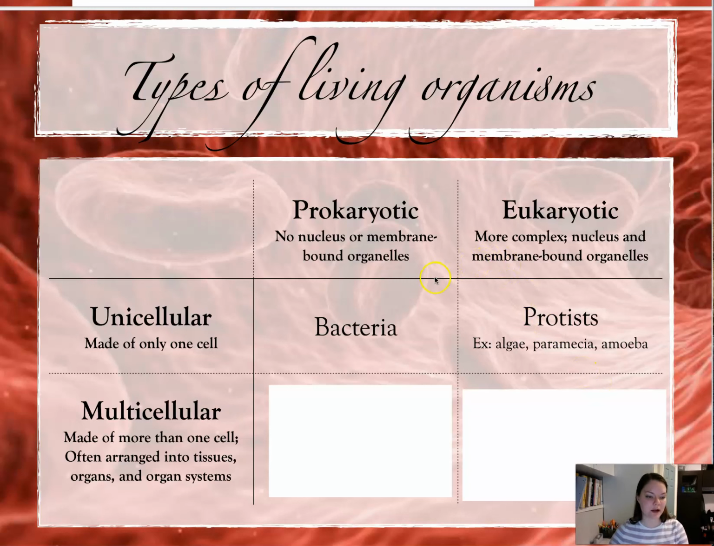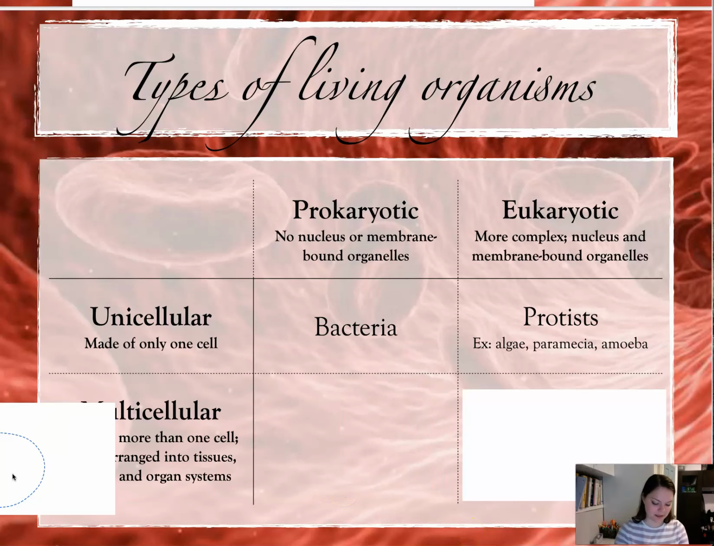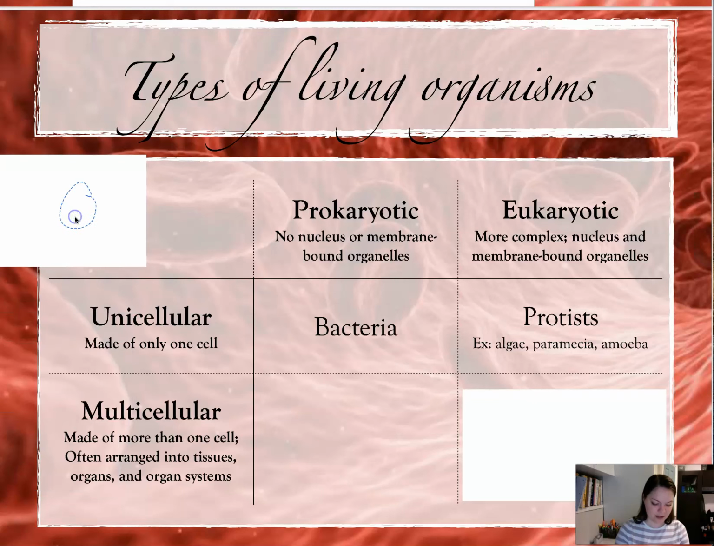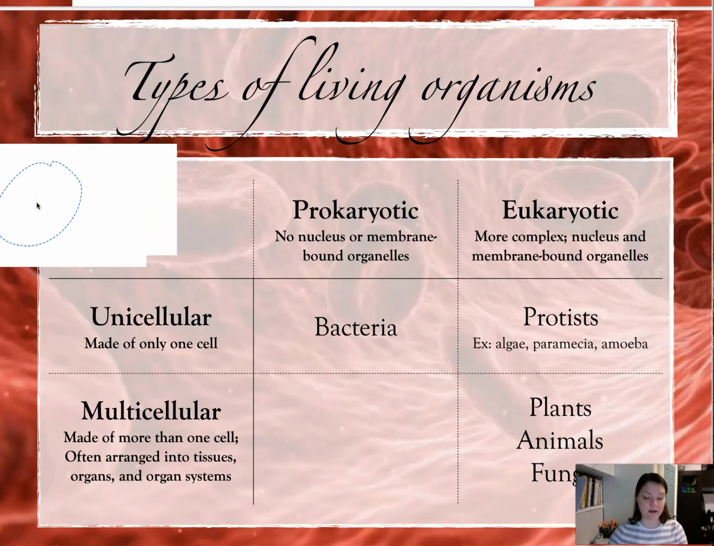In terms of prokaryotic cells that cluster together to make a multicellular organism, trick question: there are none. And then the eukaryotes are all the things that you're the most familiar with: your plants, animals, fungi, and we'll be dealing mainly with animals today, actually mainly in this unit.